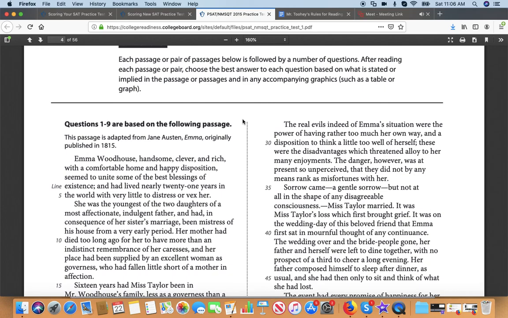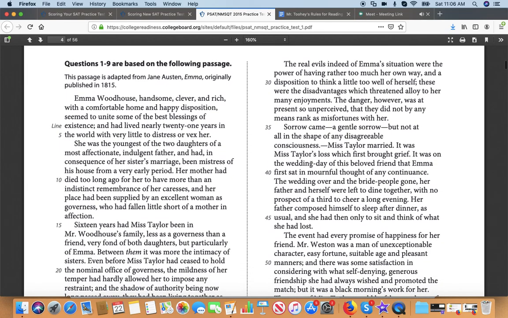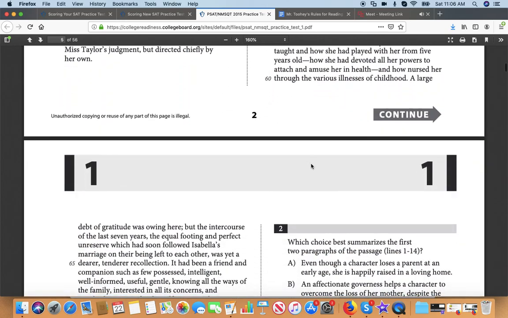Do we see why that supports the idea of her being self-satisfied? Yes. Read 32 through 34 now. I don't think it supports it as much. The danger, however, was at present so unperceived that they did not by any means rank as misfortunes with her. Do you see why C's better? Yes. And C hits it head on. Yeah, it's much clearer. D kind of hints at it a little bit. That's a little bit tricky. But again, when I asked you for the evidence, those are the lines you read, at least 28 through 30. Does that make sense?